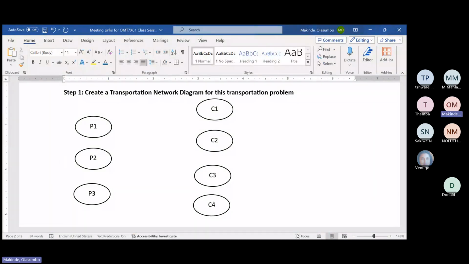If it makes sense up to this stage, type Y on the chat window before I continue. Does it make sense? Good. Thank you, Sakiwe. Let's move on quickly.